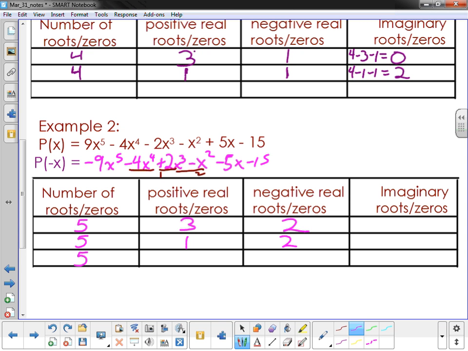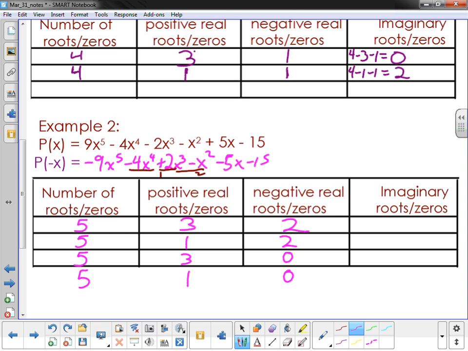Well, I also can take this down by an even number. Well, 2 minus 2 would be 0. So it's saying I should also have a possibility of 0 negative roots, with my 3 positive real roots or my 1 positive real root. So now I have an option of 3 or 1 positive real roots. I've got an option of 2 or 0 negative real roots.